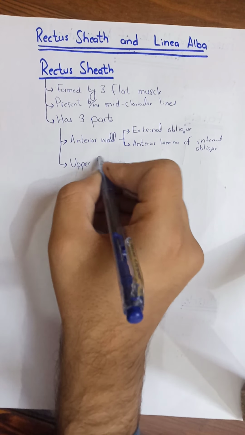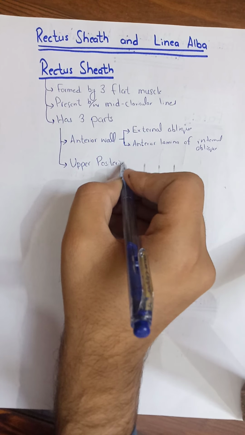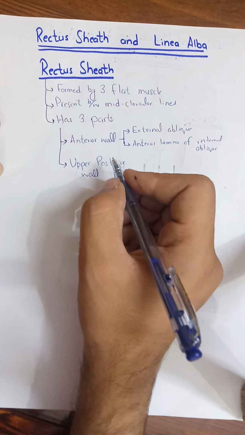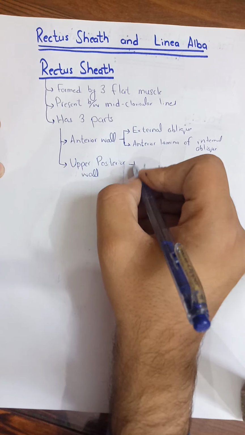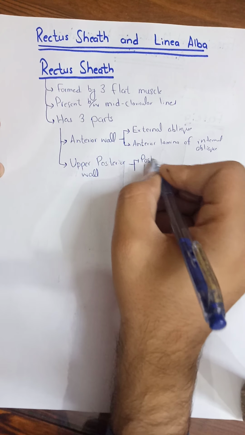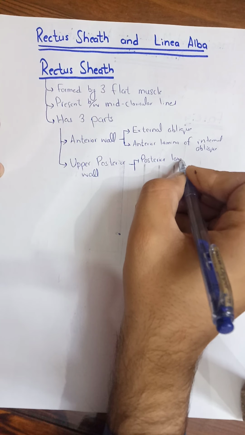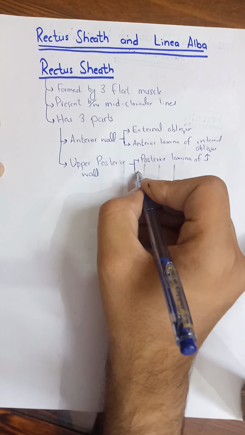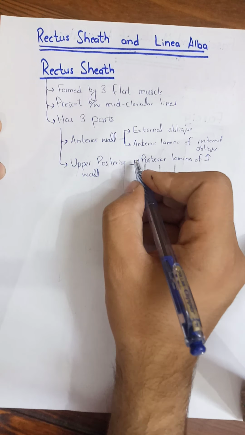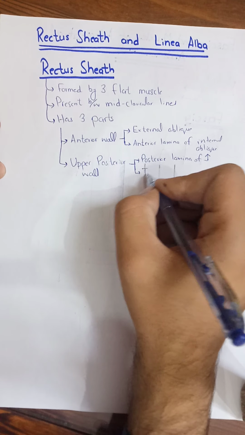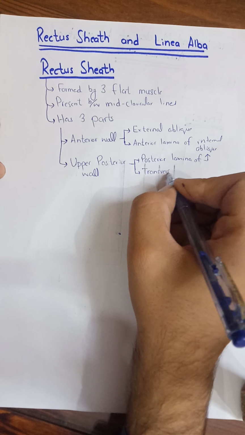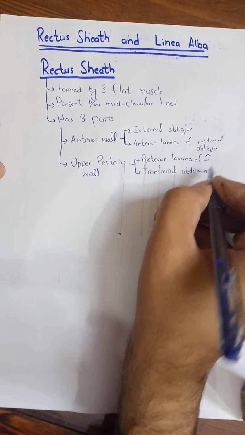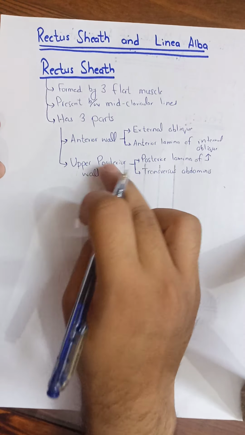Then next, the second one is the upper posterior wall. This upper posterior wall is formed by the posterior lamina of the internal oblique muscle, and also by the transversus abdominis muscle. So these two muscles combine to form the upper posterior wall.